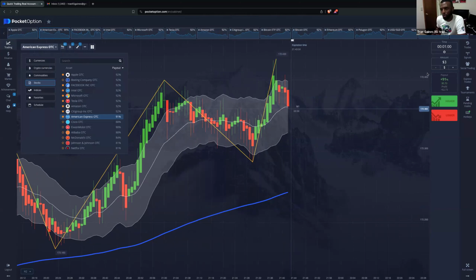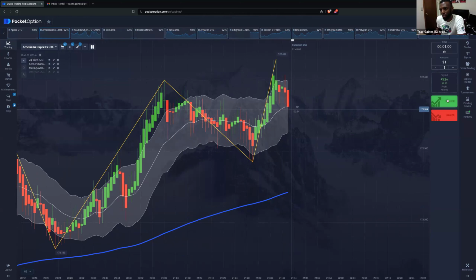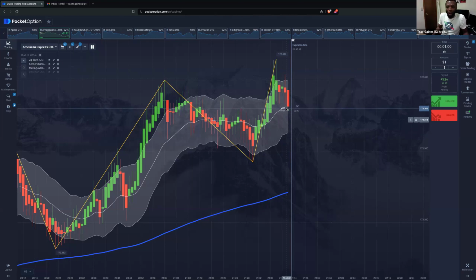It is at 91%, which I hate, but it's okay. I already said it, so I'm gonna get in it. Okay, what do I see? Okay, like I say, middle Keltner. I only enter on this middle Keltner. 1 minute trades. I'm only getting in on this middle Keltner.